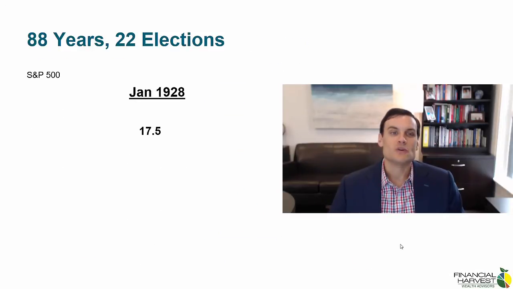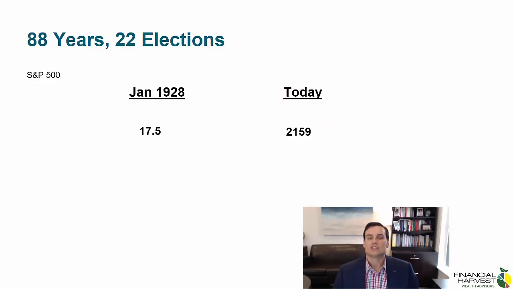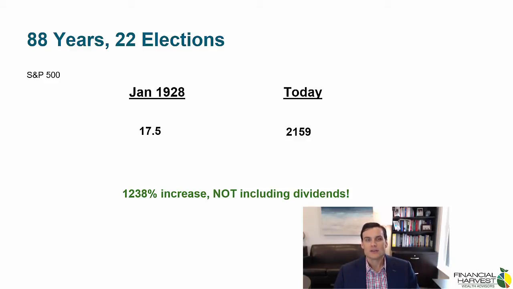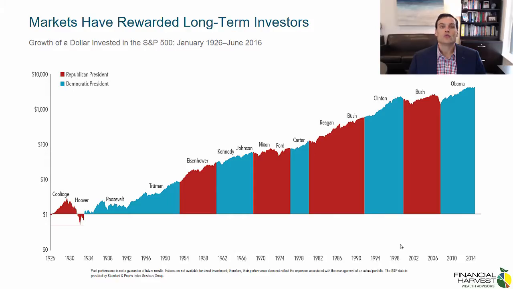Second thing I wanted to look at was, where did the S&P 500 begin, and where did it end up? Now, I didn't drop a zero here. Back in January of 1928, the S&P was at 17.5. Today it's at 2159. That's a 1,238% increase, not including dividends. So tremendous wealth creation despite what's going on politically throughout that time, if you stayed fully invested in your equity portfolio.